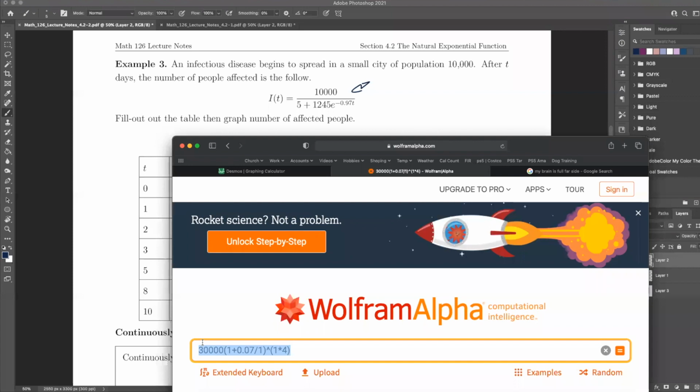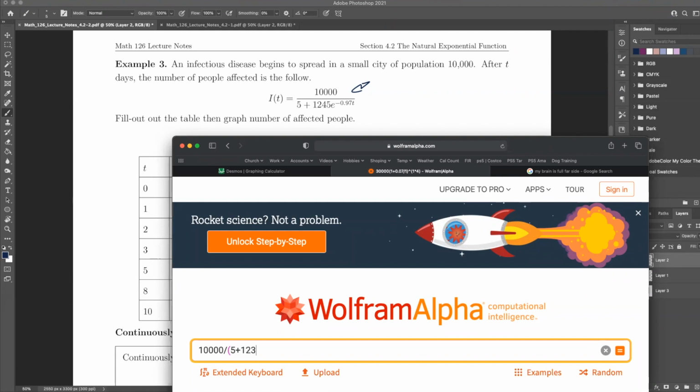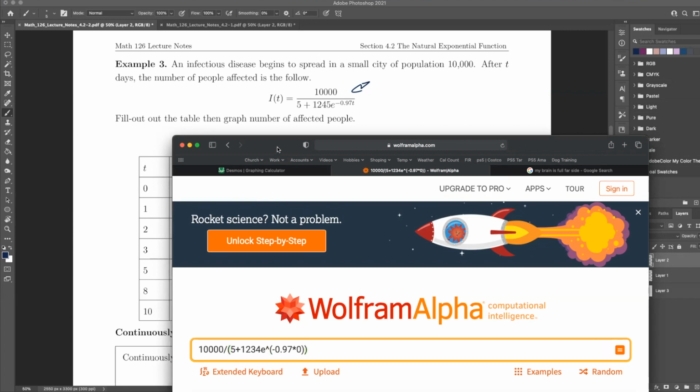So how would I type in this piece? Here, let's type in the top. Since the top's a single number, we're just going to leave it like that, and then hit that parentheses 5 plus 1, 2, 4, 5 e raised to parentheses, and so this would be negative. Oops, I forgot my negative sign. Negative 0.097 t, and so t we're going to change. We're going to start it at 0, so we'll plug in times 0, and we'll close it and close it. See if it looks like what we want.